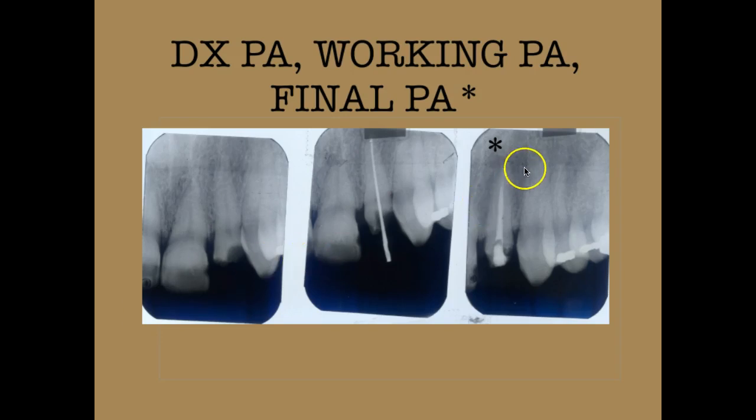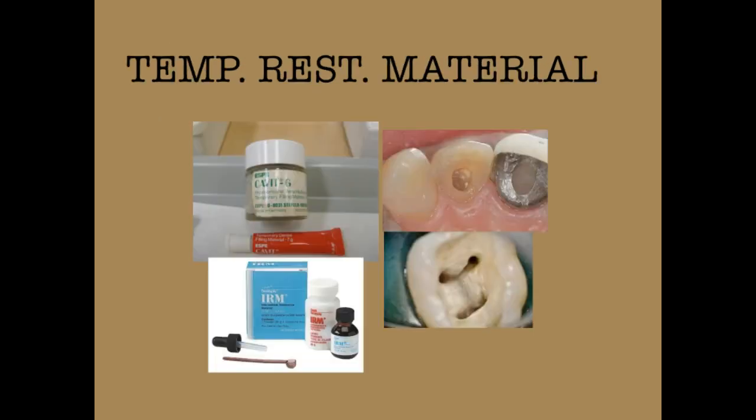And then we will have our final PA that's taken to verify the length of the gutta percha and the obturation of the canal. From there, a temporary restorative material could be placed, such as Cavit, and there's lots of different temporary restorative materials; this is one that's been on the market for a long time. This comes in a putty. It's all ready to go. Use a plastic instrument to seal the access. Or an IRM could be used, or a ZOE. This IRM is one brand, but there's other ZOEs.